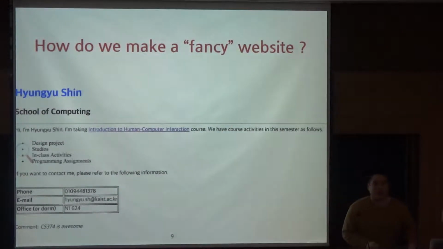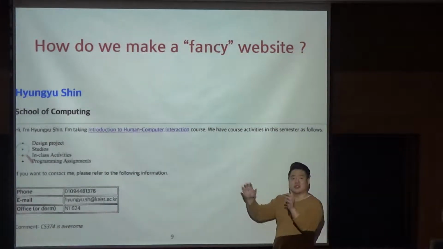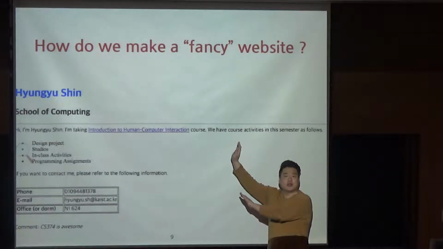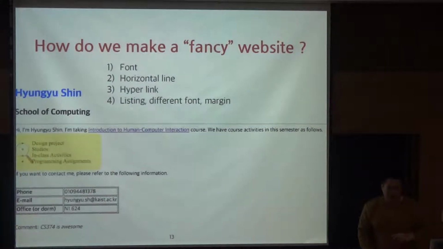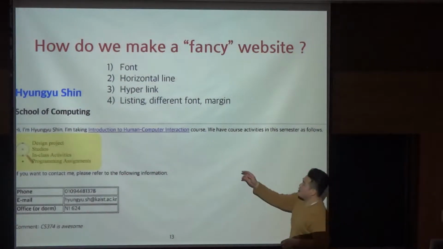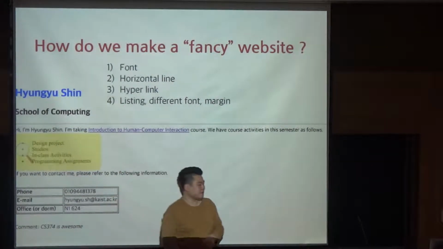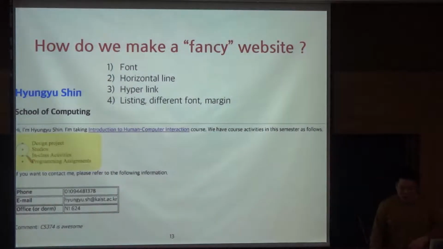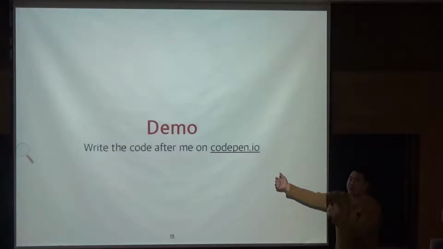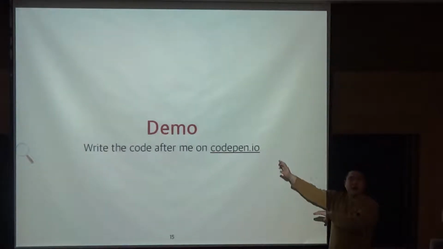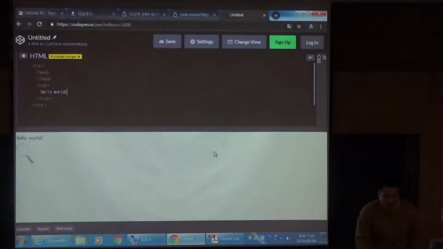To do that, we need to learn something different. So this hello world just cannot build something like this, right? So we need to learn something different. Font, horizontal line, hyperlink, listing, different font. And here also we have different margin here. Right? And we also have table. So how do we do it? Let's write code after me. I will write code here while I explain it. Okay. So let's open the CodePen.io.